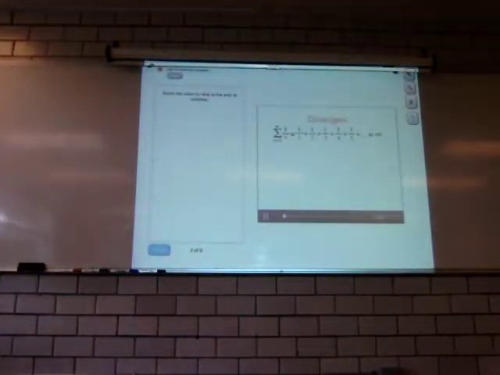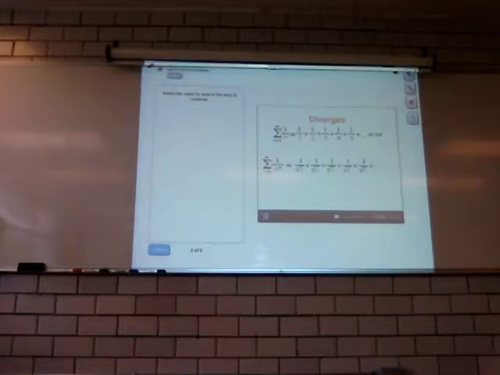Right, it diverges. Now let's look at another P series where the power is a half. So that's 1 over root 1 plus 1 over root 2 plus 1 over root 3 plus 1 over root 4 plus 1 over root 5 and so on. Let's figure out if this series converges or diverges.